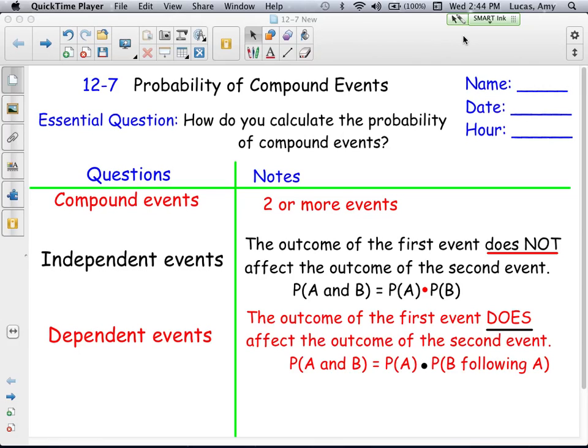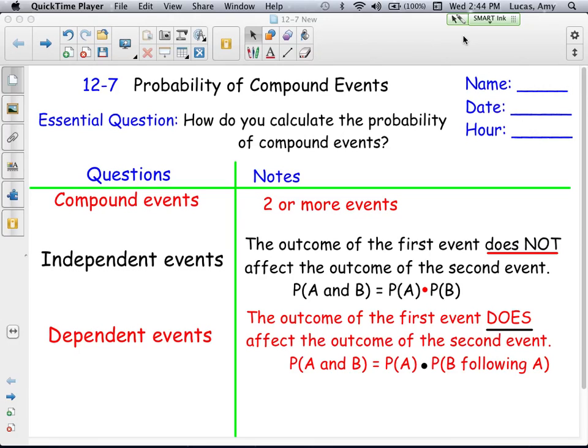So to find the probability of both events, A and B, happening, you can just multiply together the probability of event A times the probability of event B. So they have nothing in common, they don't affect each other, so you multiply together their probabilities to get the probability of both events happening.